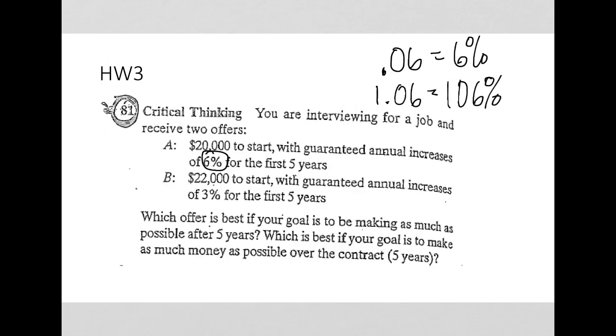So think about that. And the second thing you need to think about is these two questions right here are asking two very different things. The first question, which offer is best if your goal is to be making as much money as possible after 5 years? That question is essentially asking you which offer will give you the highest yearly salary on the 6th year. Because if you've been working for 5 years, on the 6th year you will be making blank amount of money. The second question, which is best if your goal is to make as much money as possible over the contract, 5 years, that's saying over those 5 years of working, which of these two options will give you the largest total amount of money.